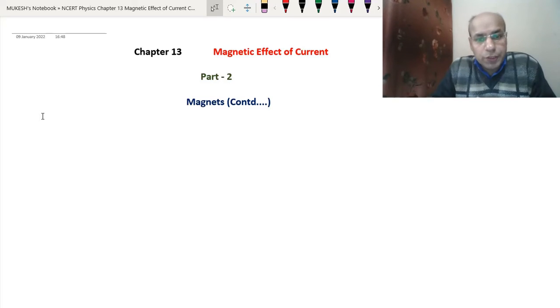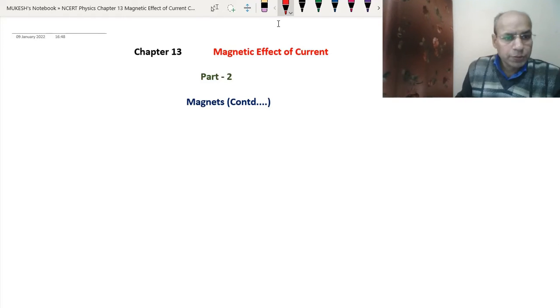So in this video we will continue with the magnets. In the last video we did what is the magnetic effect of current, who discovered it, and what are the different characteristics of a magnet, in the introduction. And what is magnetism. Now in this video we are going to cover what are the permanent magnets, soft magnets, artificial magnets. So first we will do what are the permanent magnets.